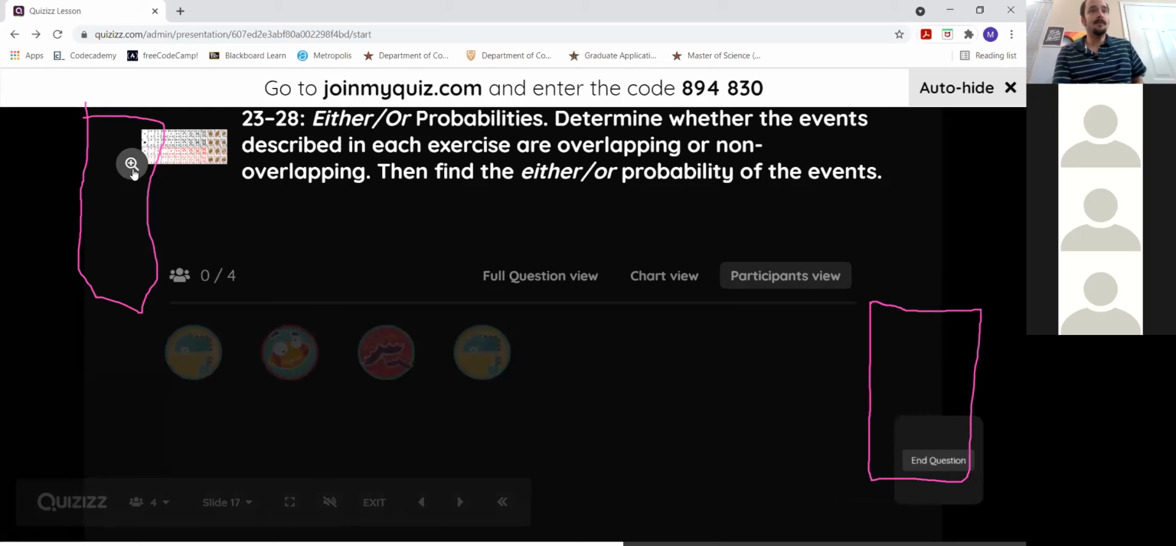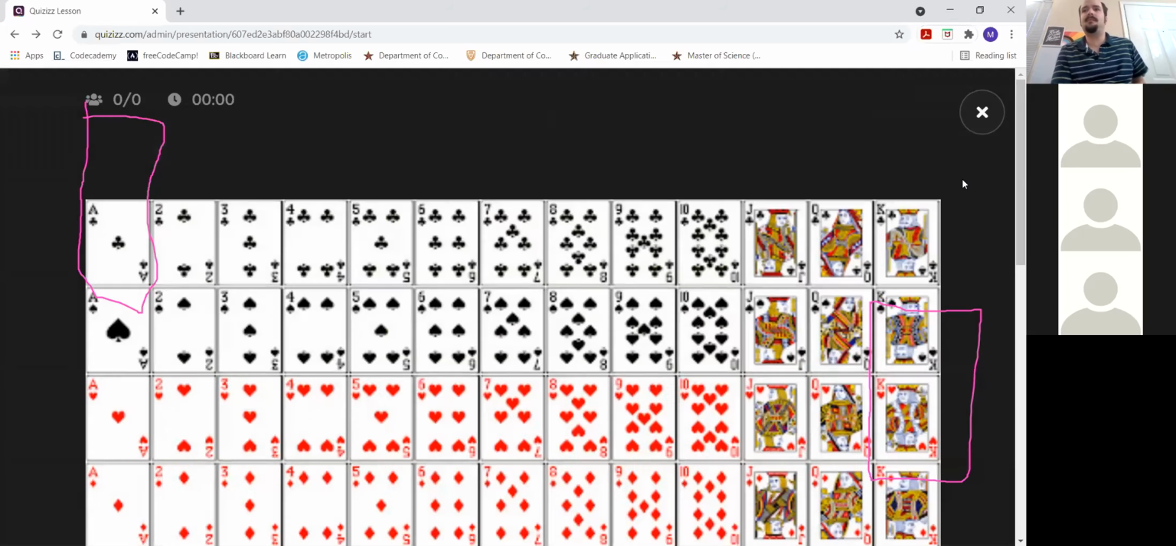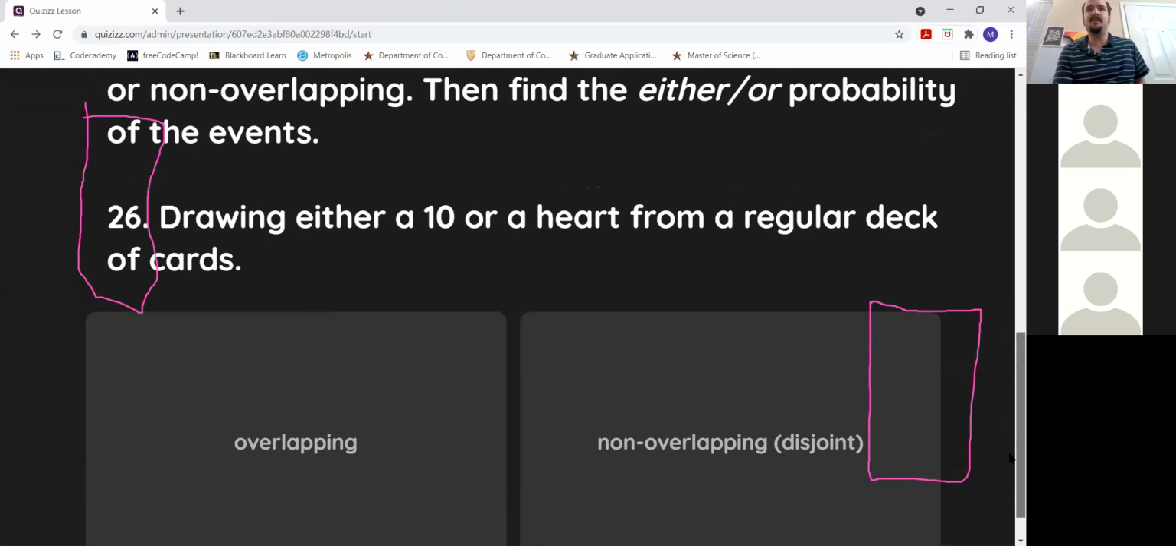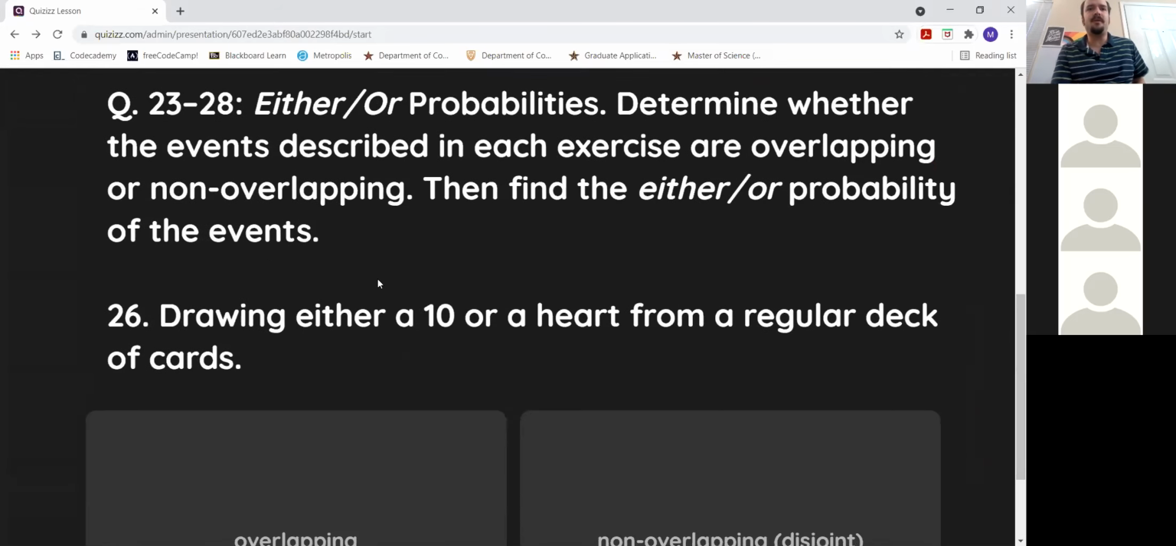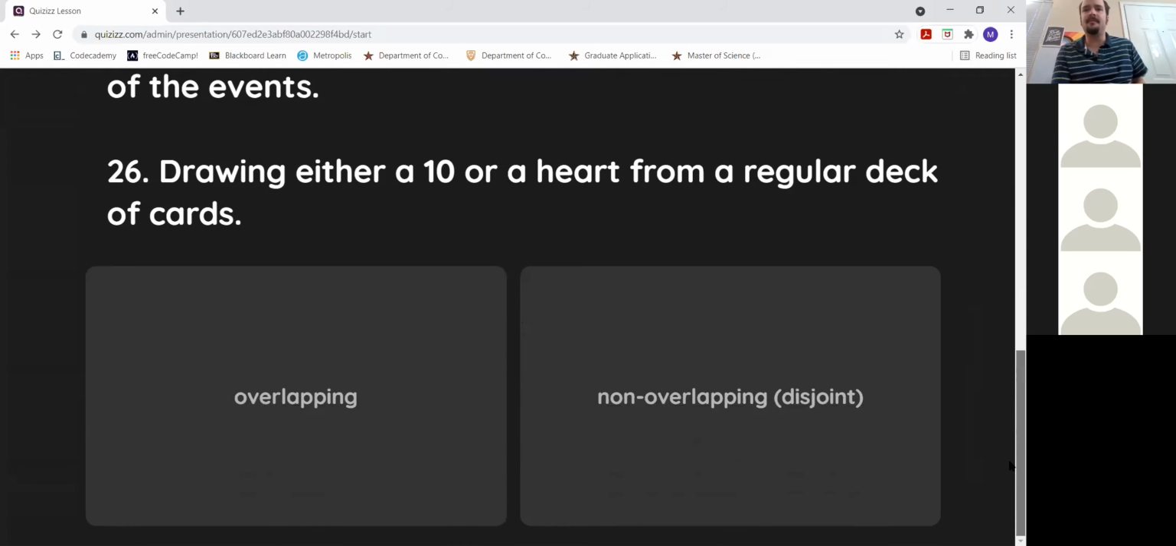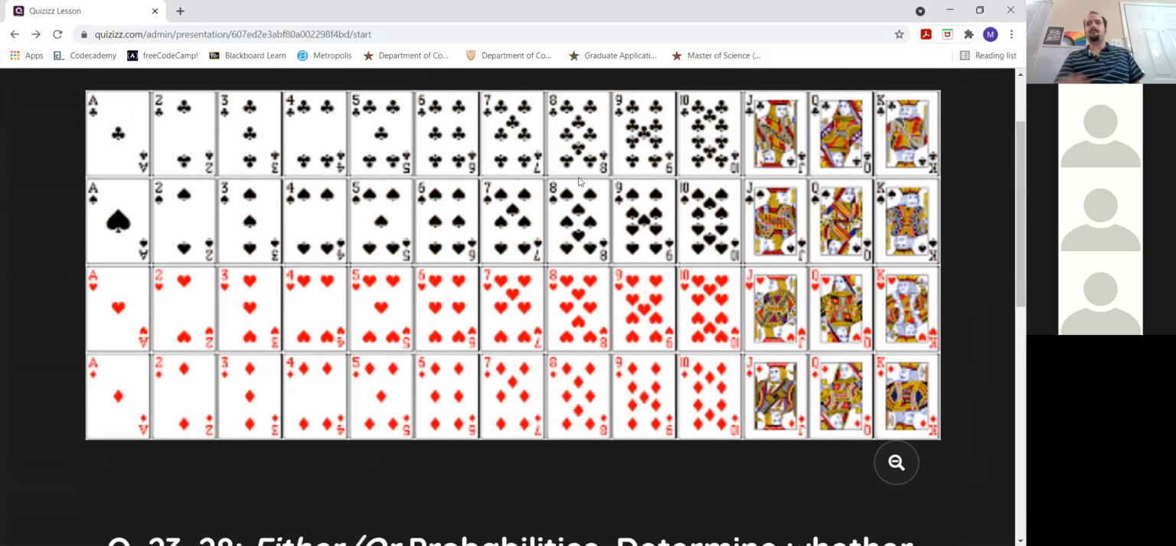Now, what are they asking? I think we're doing independent. Let me clear my annotations. Okay, so drawing either a 10 or a heart from a regular deck of cards. Make circles around it if you have to. We want a 10 or we want a heart. Do those things overlap or are they disjoint?